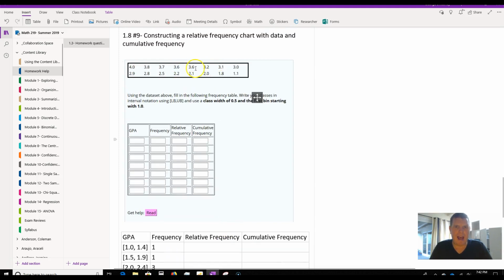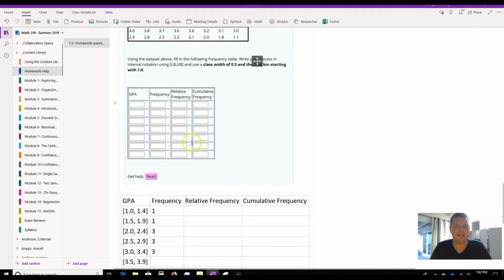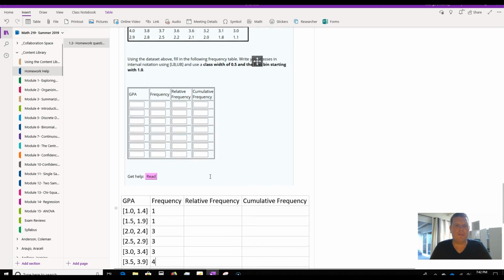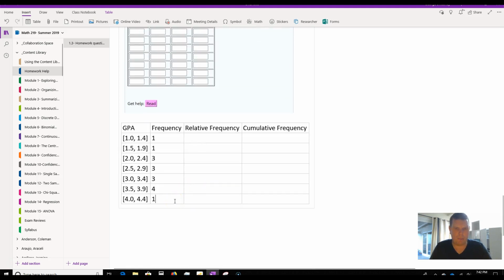And then we have 3.6, 3.6, 3.7, and 3.8. So there are 4 elements there, okay? And then finally, for 4.0 to 4.4, there's only 1 because we have that one 4.0.